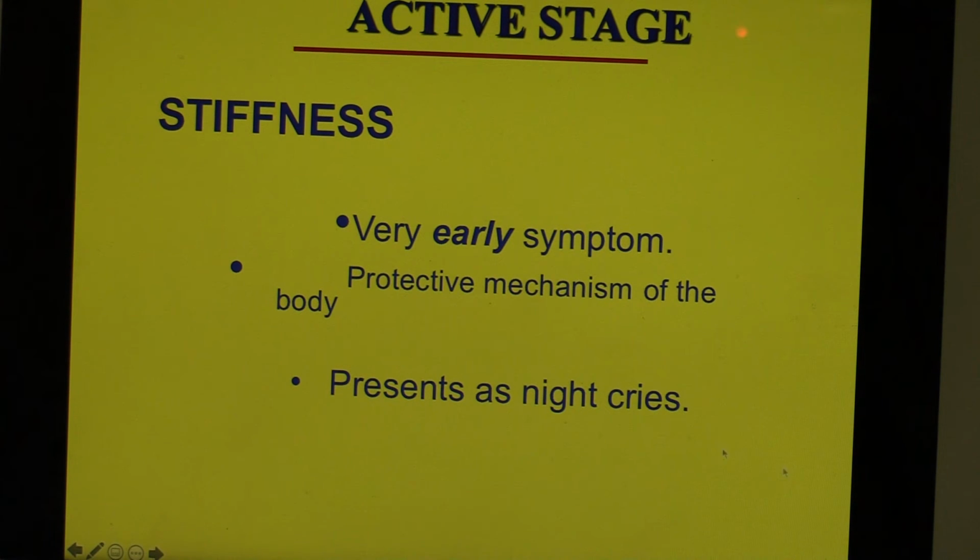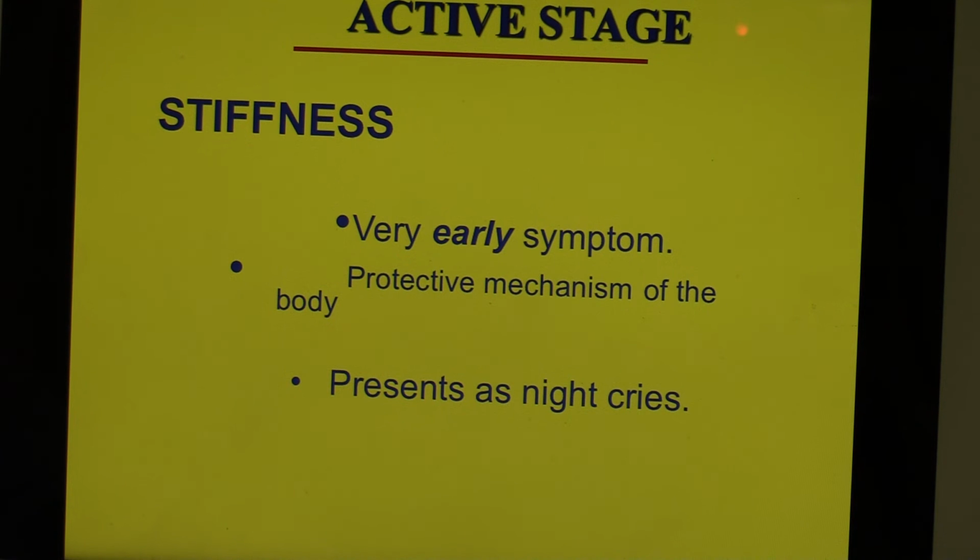Stiffness is a very early symptom, and this is a protective mechanism of the body. Whenever there is an inflamed part of the body and it has shearing, then it produces pain. So, to stop that shearing as a result of movement of the body, the muscle undergoes spasm. So muscle spasm is a protective mechanism of the body, and that is why when these patients sleep in the night, they sleep comfortably and suddenly get up with this severe pain. These children start shouting, and that is called night cries.